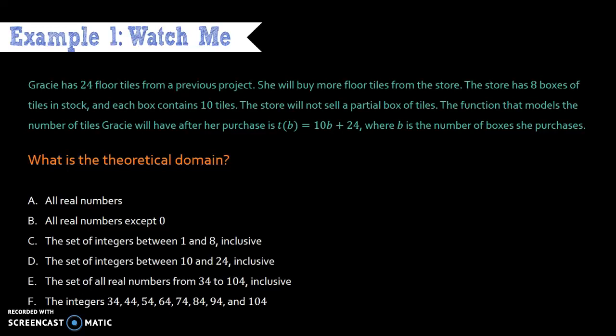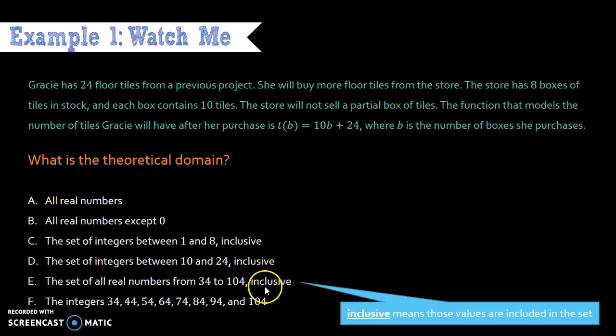Let's find the theoretical domain. You have some choices here. There's a funky word going on in some of your choices, this inclusive. Inclusive just means that you include that value in your answer. So in this choice E, for example, the set of all real numbers from 34 to 104 inclusive means that I'm including 34 and I'm including 104 and everything between them.